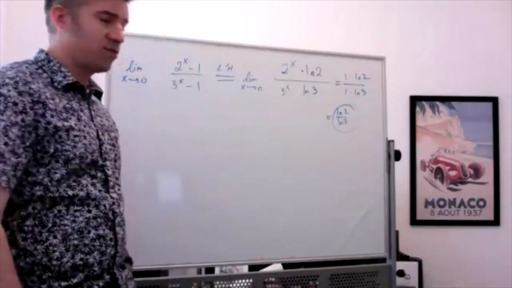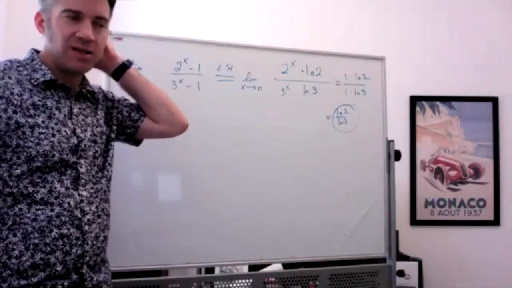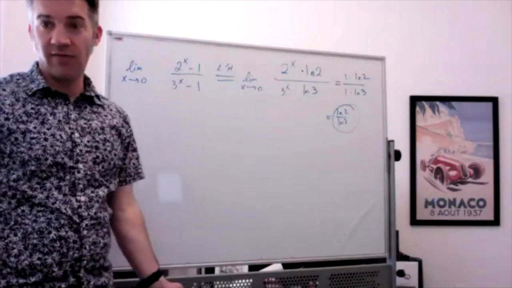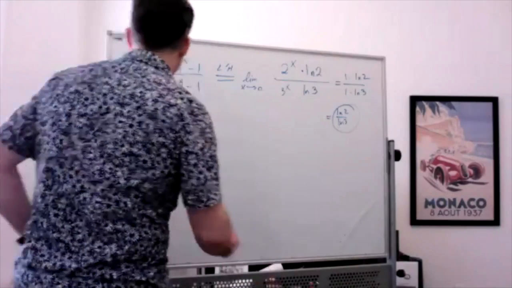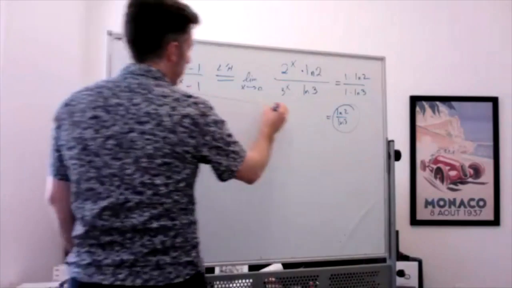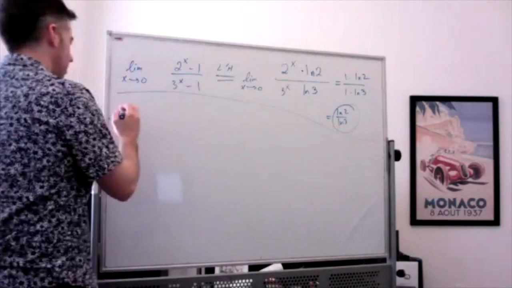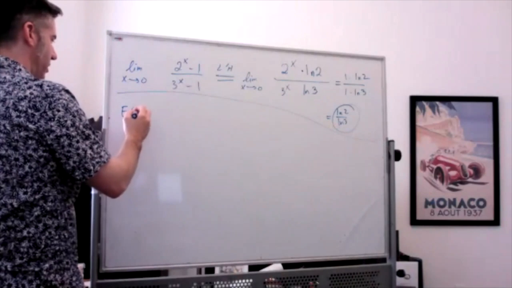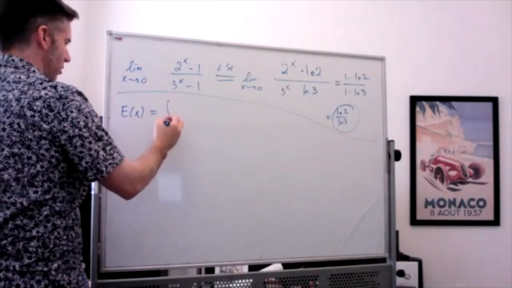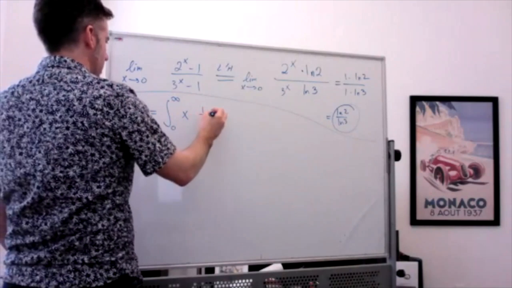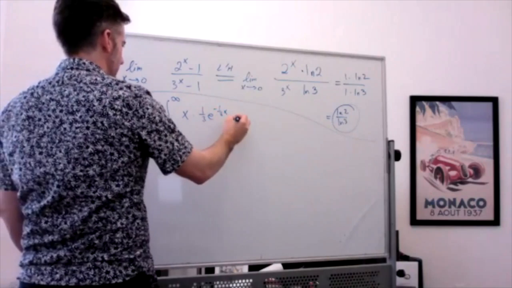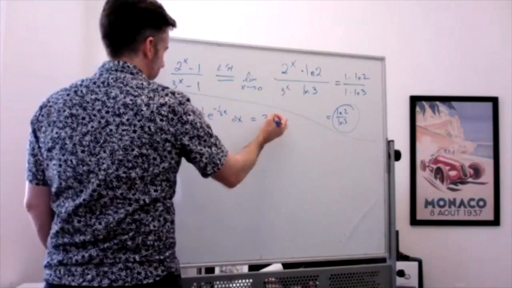All right, I don't know if that's exactly enough about L'Hopital's rule, but we should get back to the other stuff because we've still got a few more things to say. So we had just figured out that the expected value of x, which was the integral from 0 to infinity of x times 1/3 e to the negative 1/3 x dx, was equal to 3.